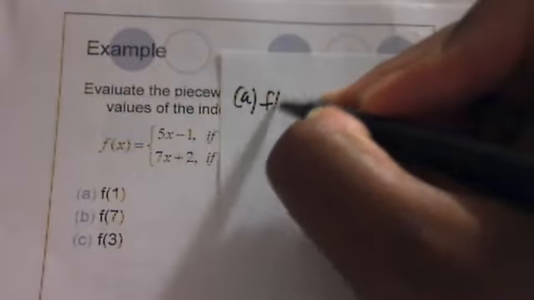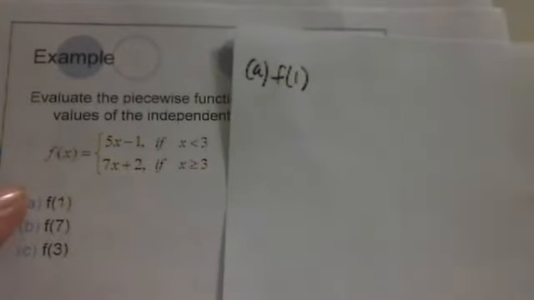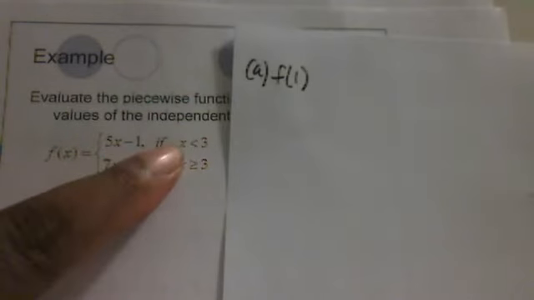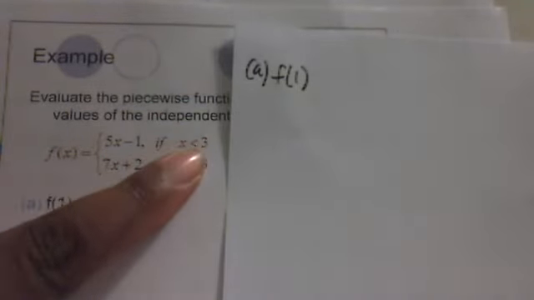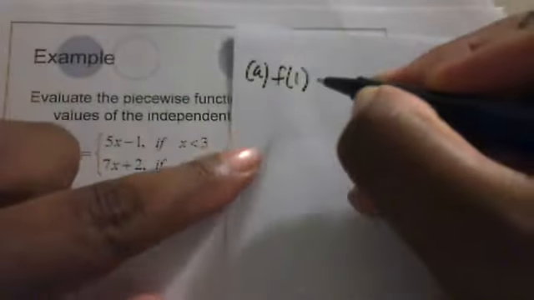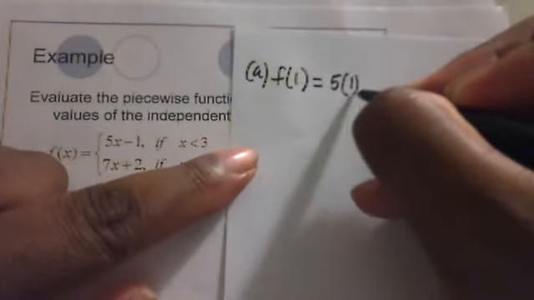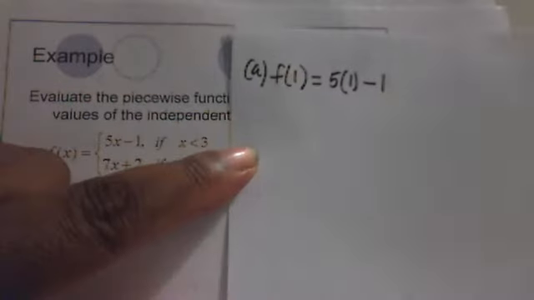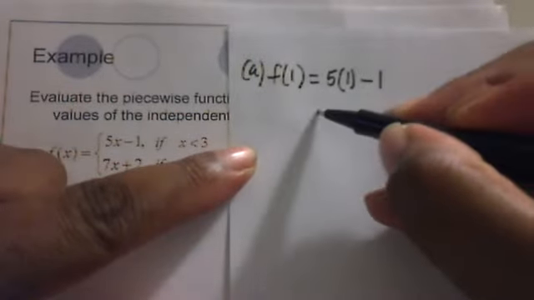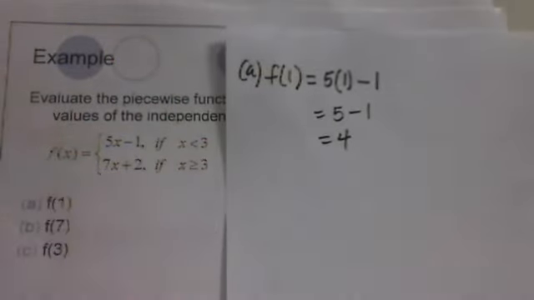We're going to evaluate f of 1. And x is equal to 1, so we need to use this one because x is 1 and it's less than 3. So we have to use that 5x minus 1. Okay, so we're going to replace this x with 1. So we have 5 times 1 minus 1. And then we simplify that. 5 times 1 is 5. 5 minus 1 is 4. So the value of this piecewise function when x is equal to 1 is going to be 4.